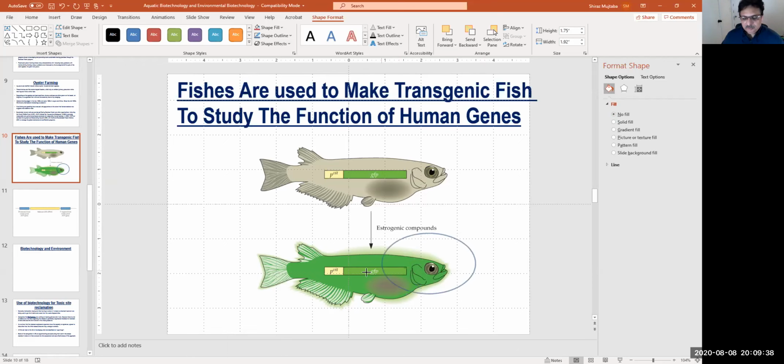But in this situation, you see that the GFP protein is all over the body. So it's possible that this is a protein tagged to GFP which is present in every cell. It could be a ubiquitous protein.